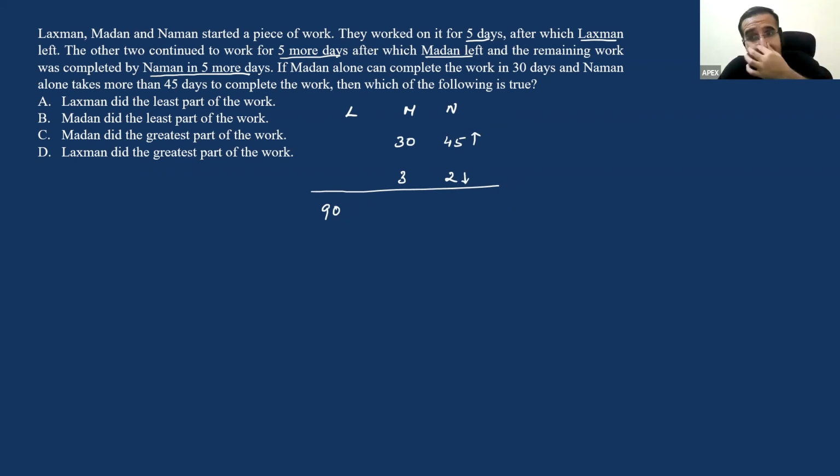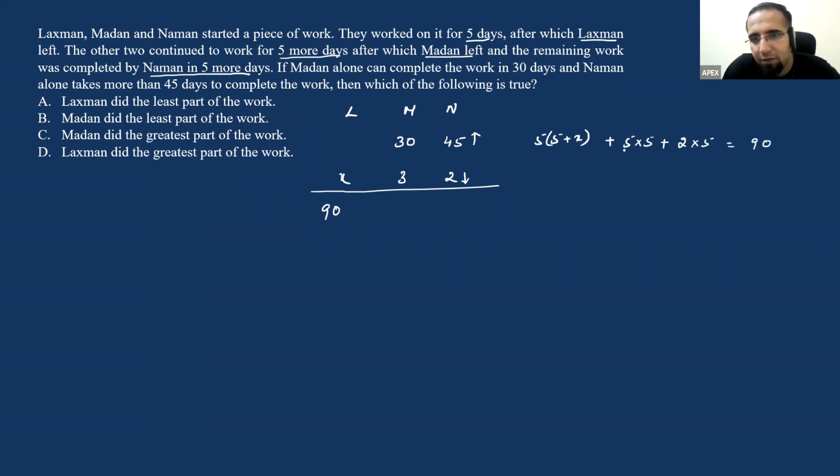Because the total work I'm keeping as 90, which is constant. Okay. Now let's understand. Let's say Lakshman does X units of work per day. Now all of them worked for the first 5 days. So this is 5 times (3 plus 2 plus X) for the first 5 days, and then Lakshman left. Now the other two continued for 5 more days. So 3 plus 2, 5. They continued for 5 more days. And finally, Naman completed the work in 5 more days. So this is 2 into 5. Now this is equal to 90.